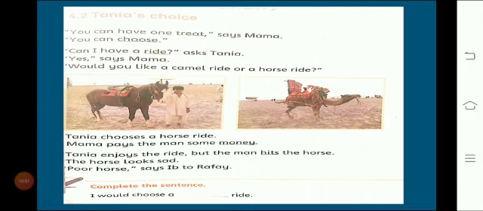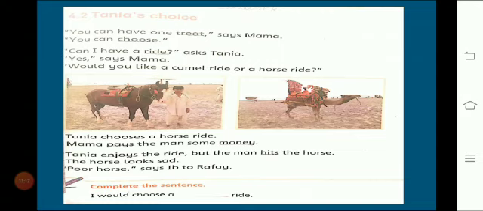Complete the sentence. I would choose a dash ride. Now write here the ride of your own choice. You have to make a choice and you have to write here. So if I talk about myself, I would love to have a camel ride. It's very interesting to sit on a camel and have a look at the sea view.